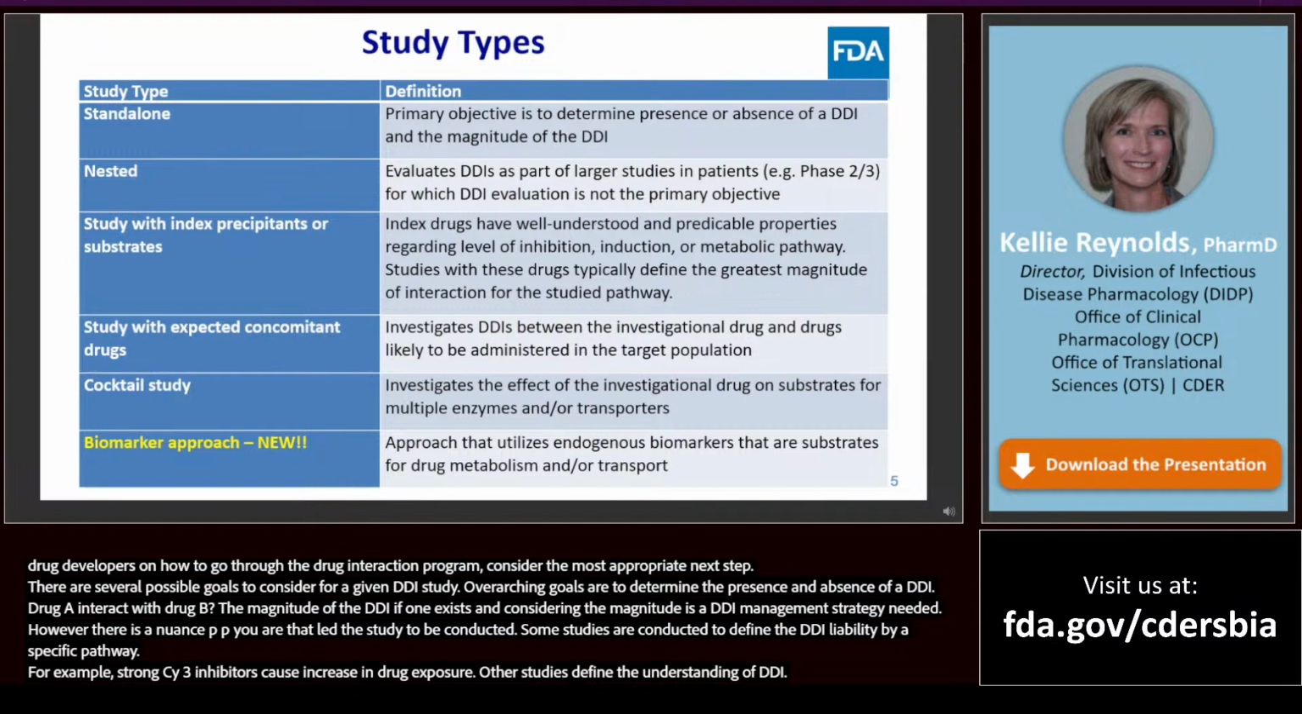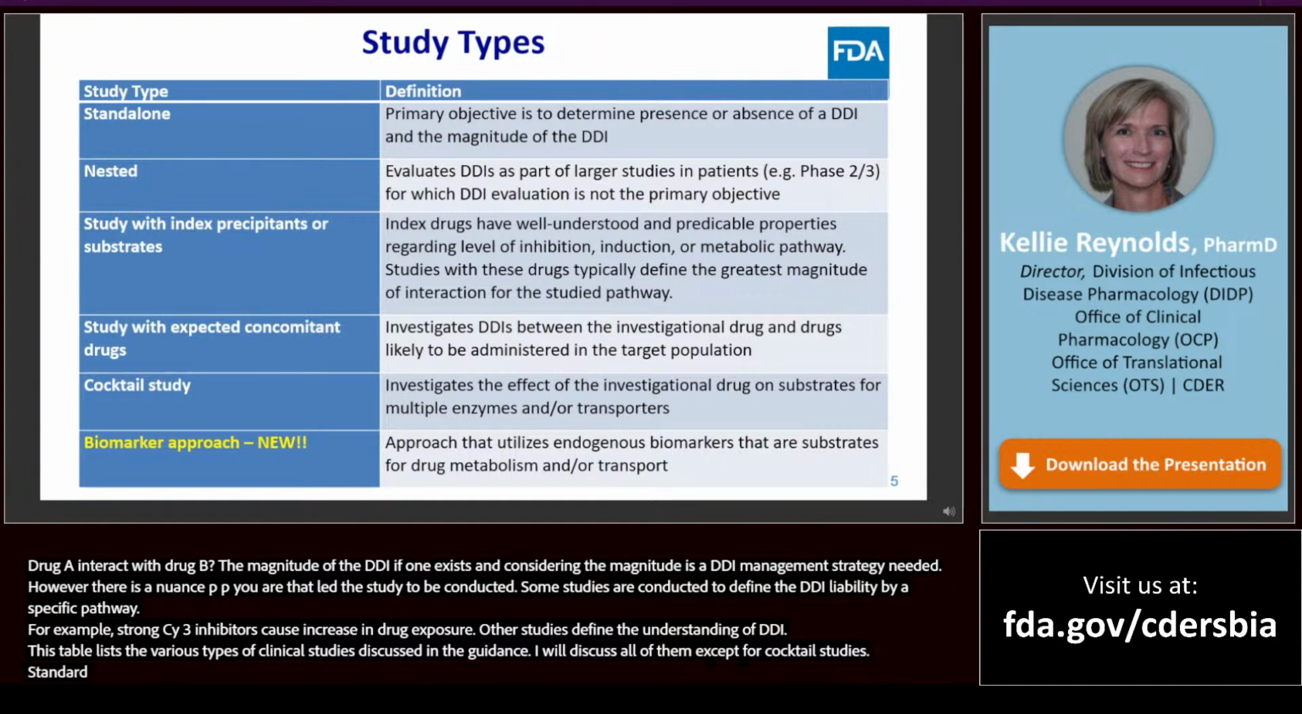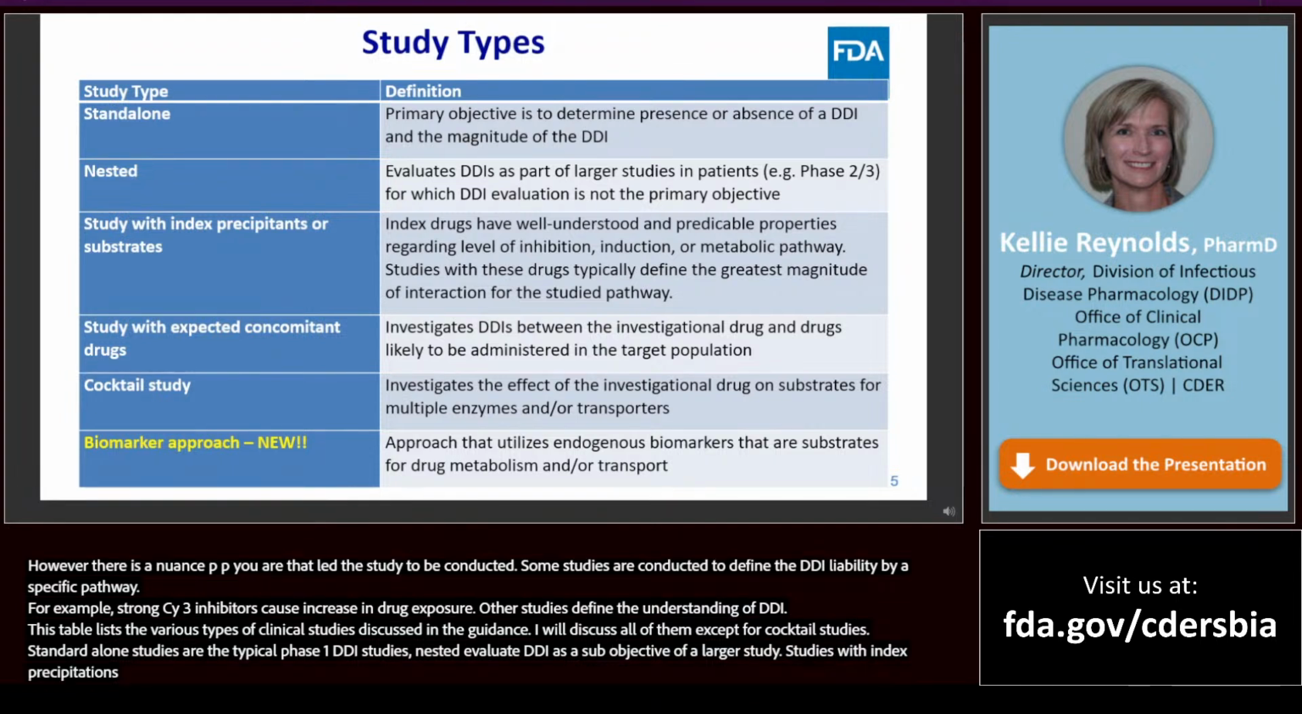This table lists the various types of clinical studies discussed in the guidance. I will discuss all of them except for cocktail studies as I go through my presentation. Standalone studies are the typical Phase 1 DDI study. Nested studies evaluate DDIs as a subobjective of a larger study. Studies with index precipitants or substrates typically define the greatest magnitude of interaction by a specific pathway.